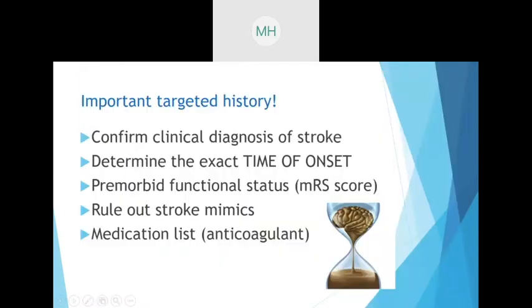Okay. So what are the important targeted histories that we want to ask in a patient presenting with stroke? Of course we have to confirm the clinical diagnosis of stroke, and determine the exact time of onset, as I mentioned before, which is the last time the patient was known to be well. Premorbid functional status: usually we use the modified Rankin score. This is to evaluate the severity of the disability, and this can be used to compare pre and post treatment, so how the patient responds to the treatment, for example, thrombolysis. Then rule out stroke mimics, and we have to ask whether the patient is on any anticoagulant.